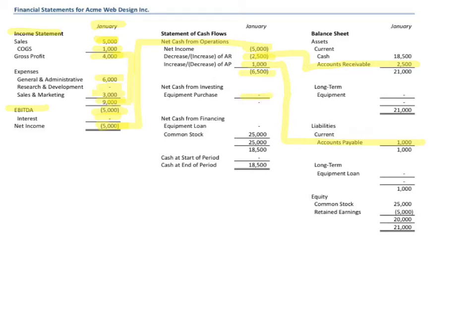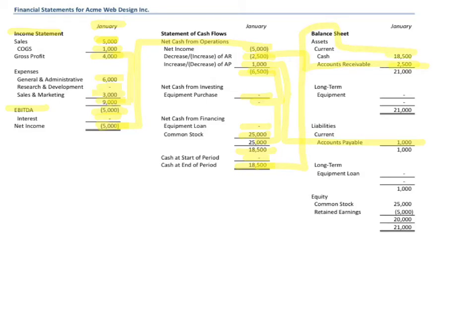We didn't buy any equipment. We didn't take out a loan, but the founder did put in $25,000 against common stock. Therefore, the total cash proceeds coming into the company this month is $18,500. There's the total of this and this and this. Cash at the start of the period was 0, therefore cash at the end of the period was $18,500, and this starts off our balance sheet right here.